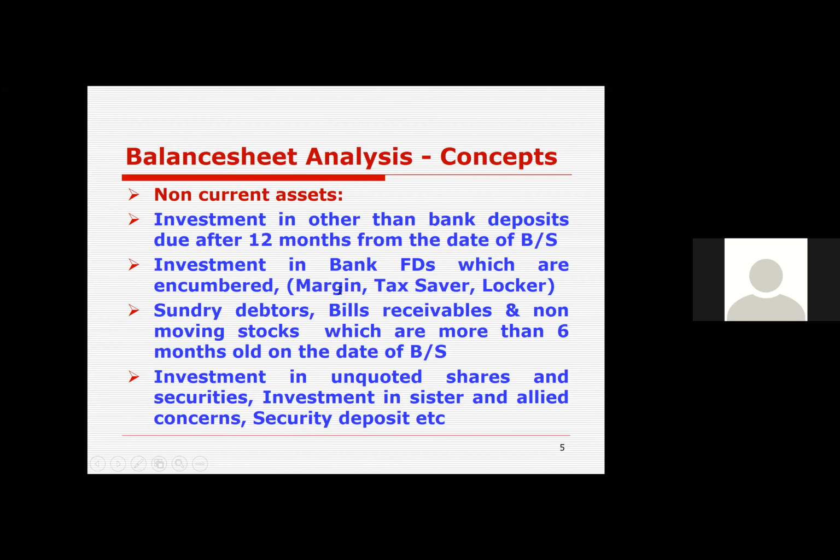For example, margin. So deposit is given as a margin. Tax saver, you know, it is invested for 5 years, isn't it? Before maturity closure is not permitted until the depositor dies. So locker deposits are encumbered to the locker. So these types of deposits will be brought under non-current assets. Then sundry debtors. What is sundry debtors?